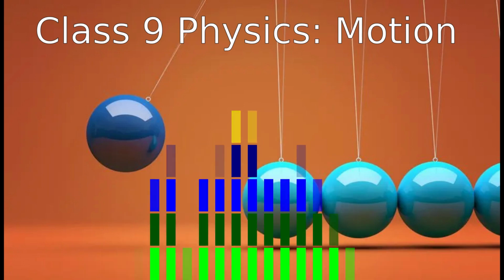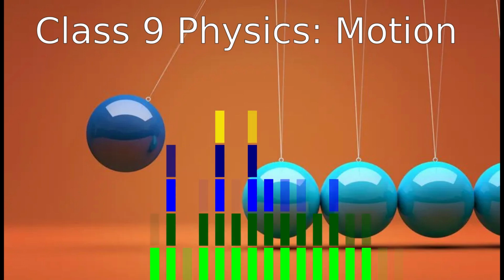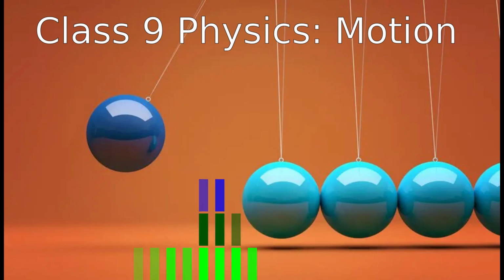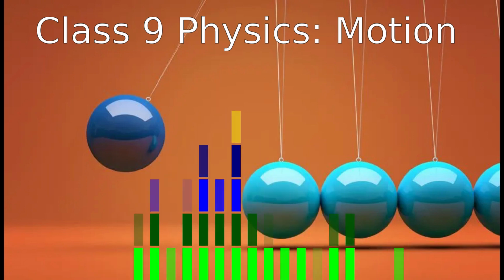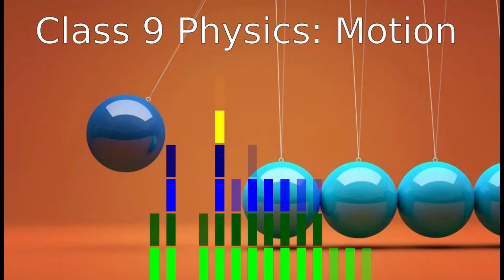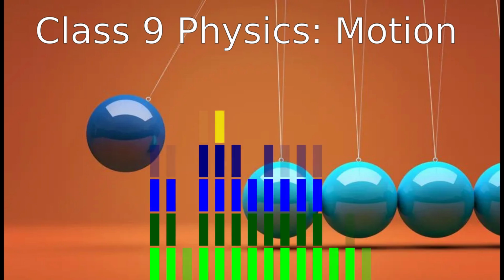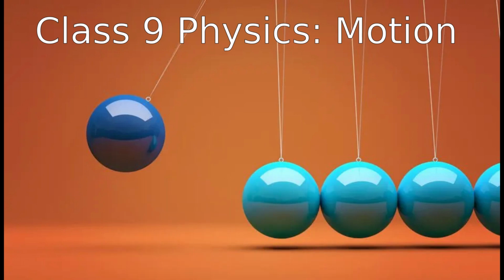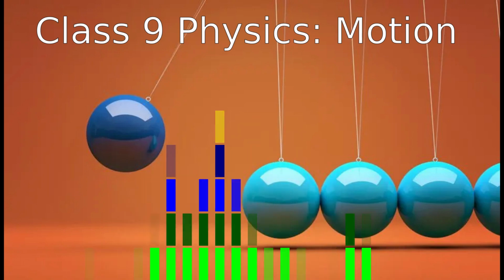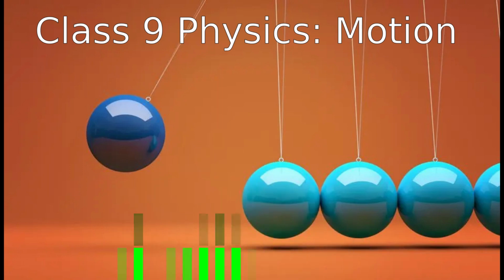Now let's talk about acceleration. The rate of change of velocity with respect to time is known as acceleration. SI unit of acceleration is equal to meter per second square. The formula of acceleration is equal to change in velocity upon change in time, popularly known as v2 minus v1 upon t2 minus t1. Acceleration is a vector quantity. It has direction included in it.